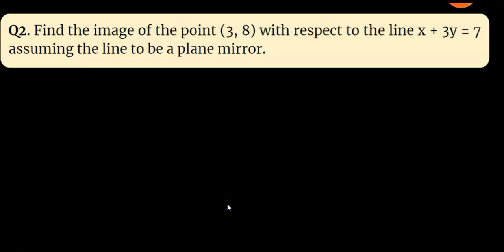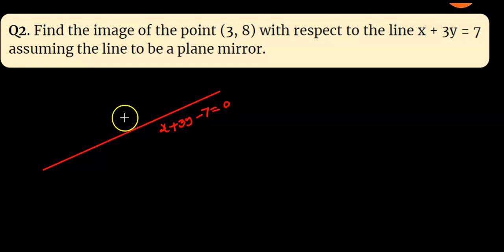Take the next problem. The image of the point 3 comma 8 with respect to the line x plus 3y is equal to 7, assuming the line to be a plane mirror. How to do the problem? Let us try this. First you take a line whose equation is given here and mark a point 3 comma 8. The equation of the line is x plus 3y minus 7 equal to 0, which is of the form ax plus by plus c equal to 0.